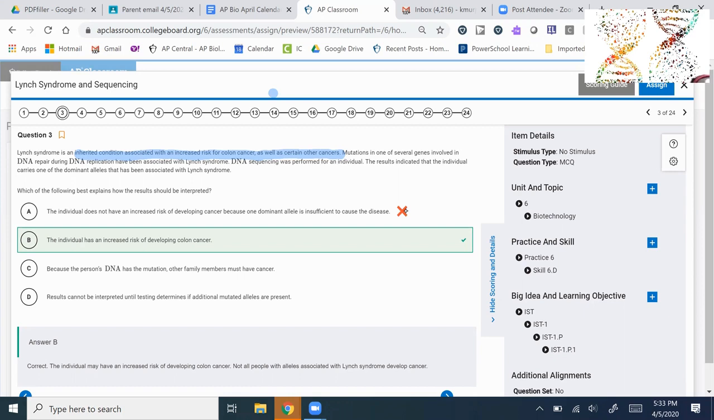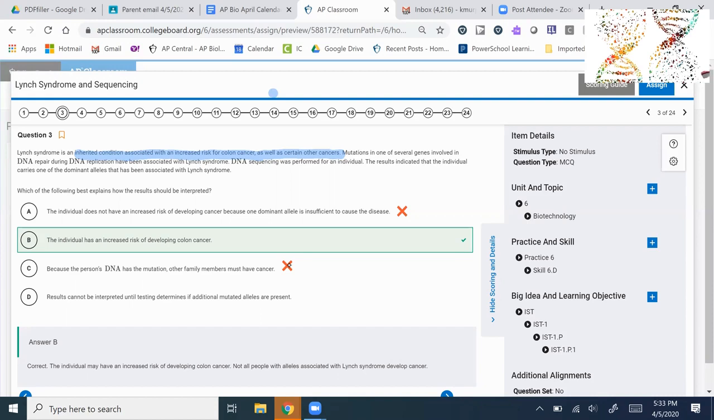All right, let's look at C, because it already tells us B is right. Because the person's DNA has the mutation, other family members must have the cancer. That's wrong. It's going to tell you up in the reading that mutations in several genes, say during replication, so it's a replication error. That doesn't mean that it got passed on from parent to offspring. So that is incorrect.